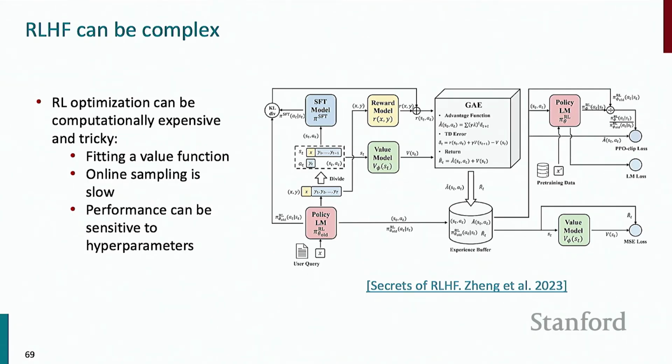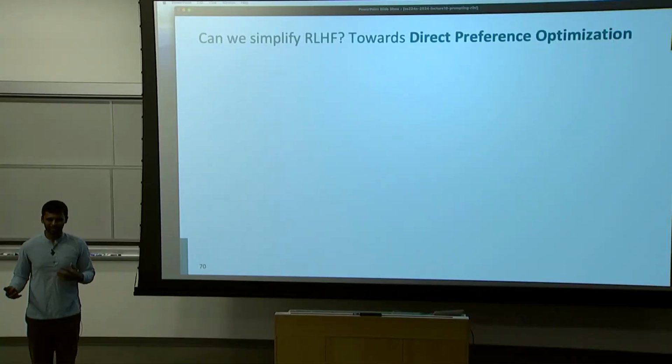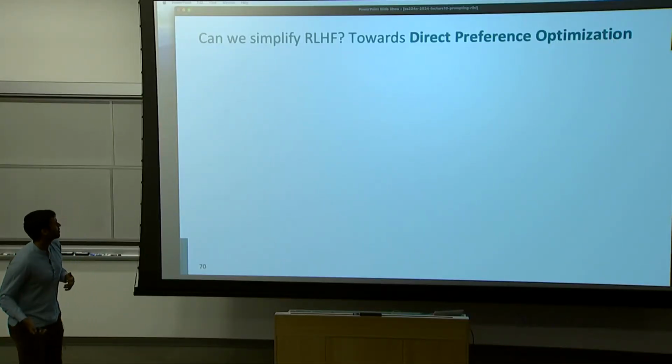You want to fit a value function to something, you have to sample the model a lot. It can be sensitive to a lot of hyperparameters. So there's a lot that goes on here, and yeah, if you start implementing an RLHF pipeline, it can be very hard. And this is the reason why a lot of RLHF was restricted to very, very high compute, high resource places, and it was not very accessible.